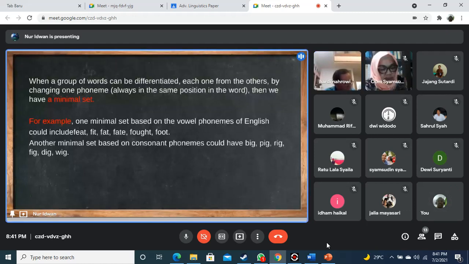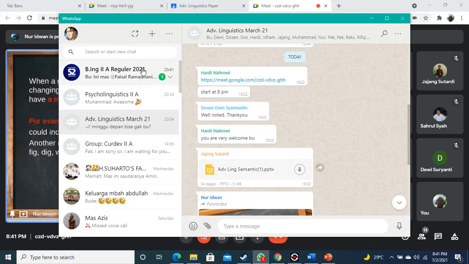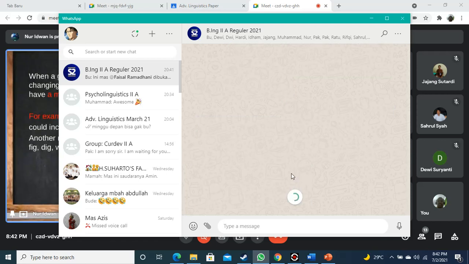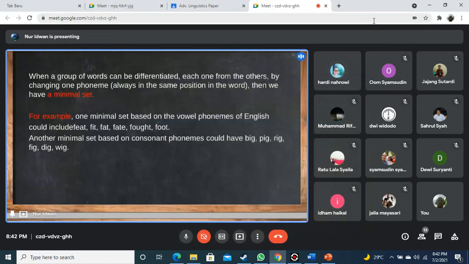When a group of words can be differentiated, each one from the others, by changing one phoneme, always in the same position in the word, then we have a minimal set. For example, one minimal set based on the vowel phonemes of English could be felt, fit, fed, fat, food. Another minimal set based on consonant phonemes could have big, pig, ring, rig, fig, dig, wig.